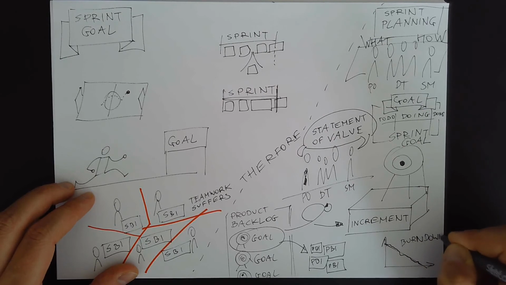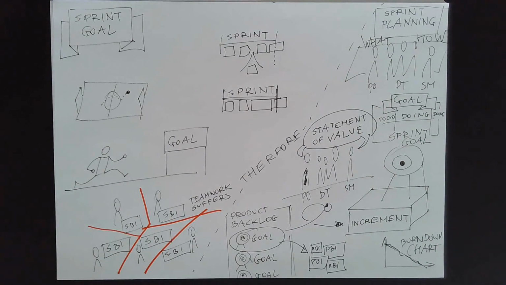Sprint goal usually relates to product value. The team can alternatively define sprint goals in terms of process goals. For example, doing all programming through pair programming.